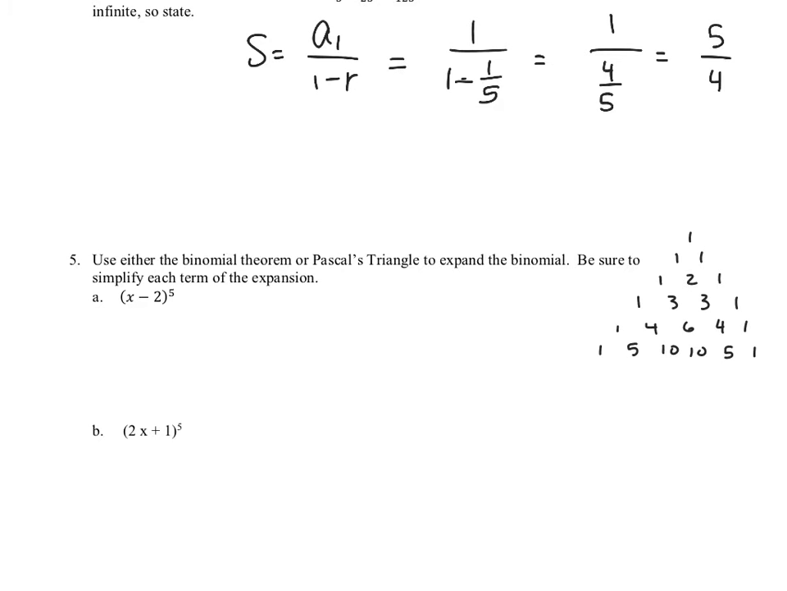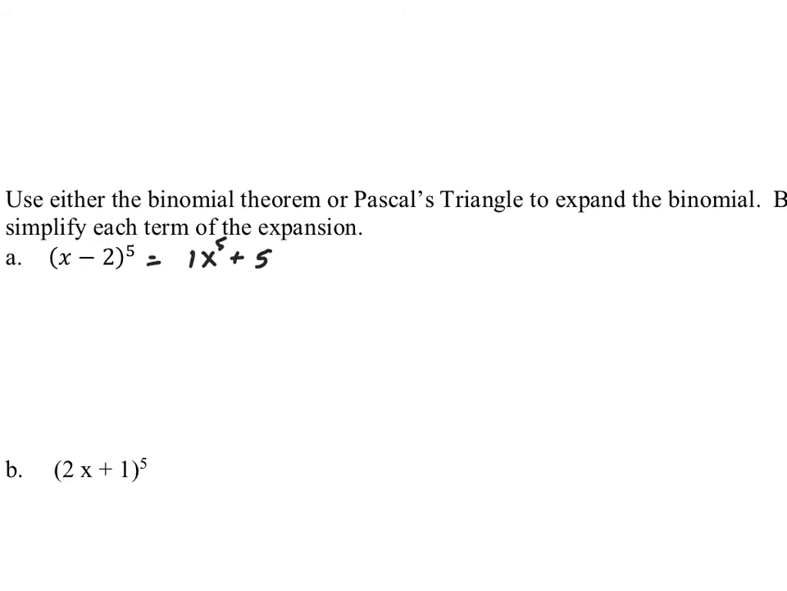Okay, so there are our coefficients. So to begin, on part A, we're going to have 1 times x to the fifth, and then we have a coefficient of 5, and then it's x to the fourth and negative 2 to the first power, and then we have a coefficient of 10.